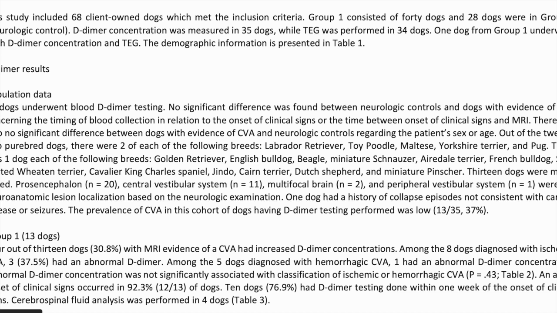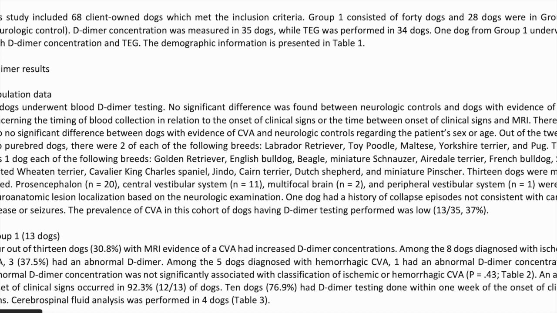There was also no significant difference between dogs with evidence of CVA and neurologic controls regarding the patient's sex or age. Out of the 22 purebred dogs, there were 2 of each of the following breeds: Labrador Retriever, Toy Poodle, Maltese, Yorkshire Terrier, and Pug. There was 1 dog each of the following breeds: Golden Retriever, English Bulldog, Beagle, Miniature Schnauzer, Airedale Terrier, French Bulldog, Soft-coated Wheaten Terrier, Cavalier King Charles Spaniel, Jindo, Cairn Terrier, Dutch Shepherd, and Miniature Pinscher. 13 dogs were mixed breed. Prosencephalon, N equals 20. Central vestibular system, N equals 11.